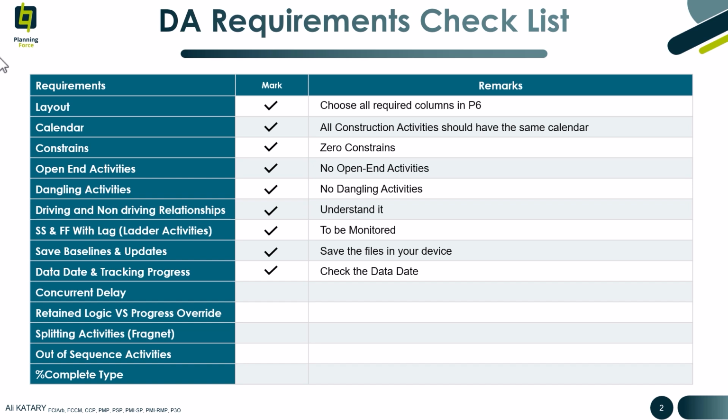For concurrent delay, identify and quantify any concurrent delays affecting the project. Also, please understand the difference between retained logic and progress override and their impact on the schedule. Split activities when the delay event starts after the activity's start date and before its finish date.